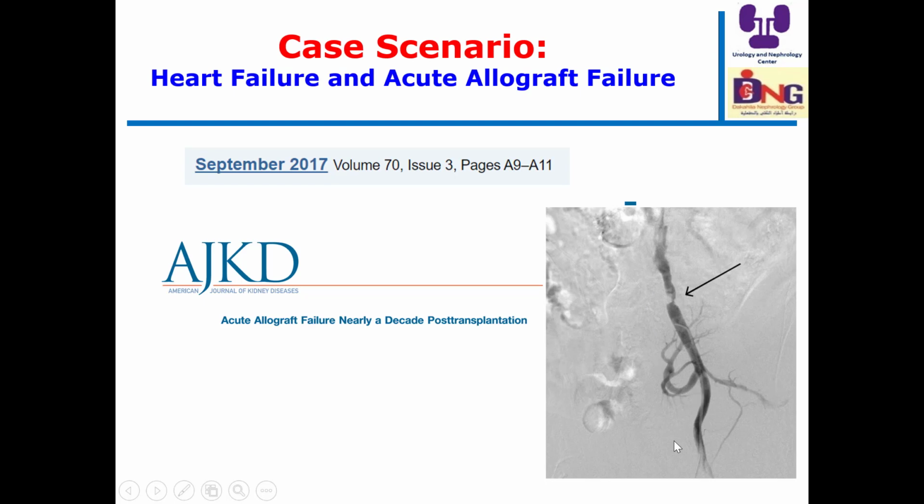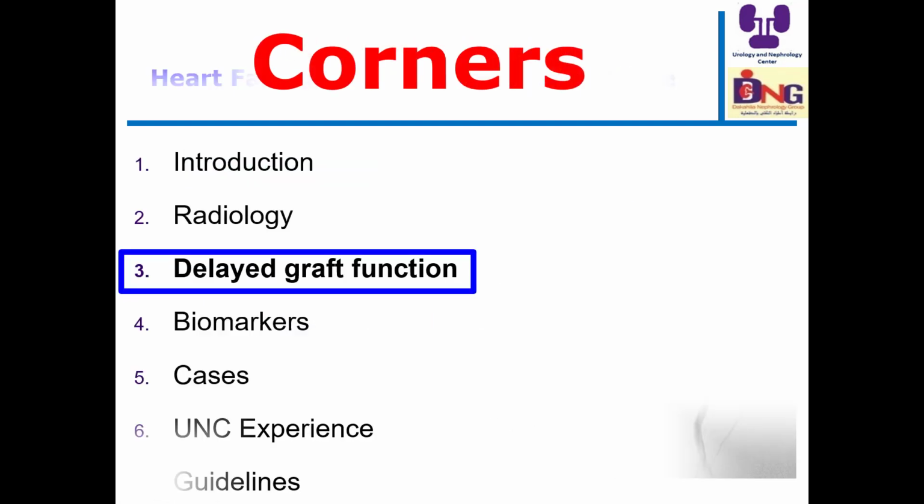The graft vessels are very nice, but the problem is in the vessels. So this native common iliac stenosis and atheroma. So this was related to the native vascular disorders. And after doing angioplasty for this, the graft function improved.